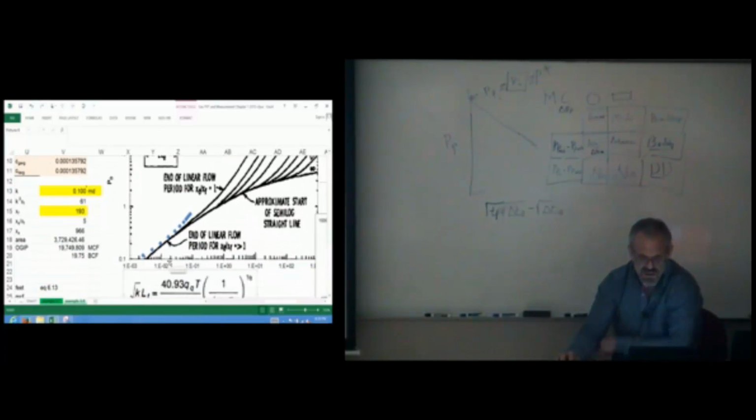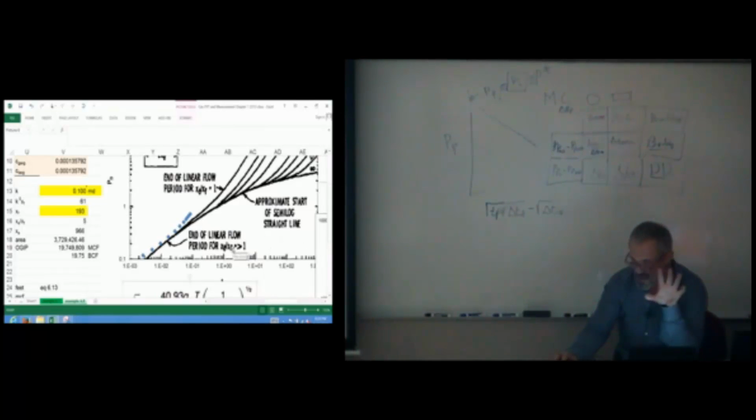Basically, it's telling us that we have very early time, and you see where the data deviates is at the end of linear flow for x sub e over x sub f. So it looks to me like it's possible that what we're looking at is boundary dominated flow, but I don't know why the textbook example doesn't show that.